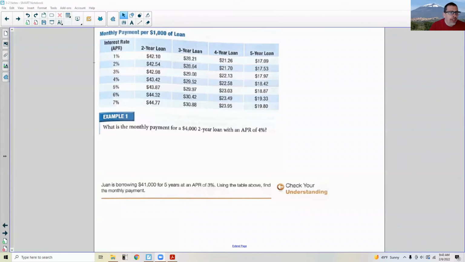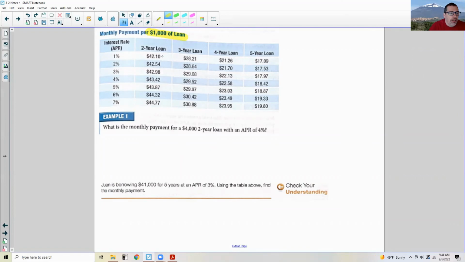Okay, so here is example 1. There is a table from the book, and example 1 is asking, what is the monthly payment for a $4,000 2-year loan with an APR of 4%? They give an interest rate APR of 1, 2, 3, 4, 5, 6, 7. If you have an even percent, not 7.35%, just simply 1, 2, 3, 4, 5, 6, or 7%. And then they go out with a 2-year, 3-year, 4-year, and 5-year loan. But you need to take into consideration that this is also in thousands of dollars for the loan.